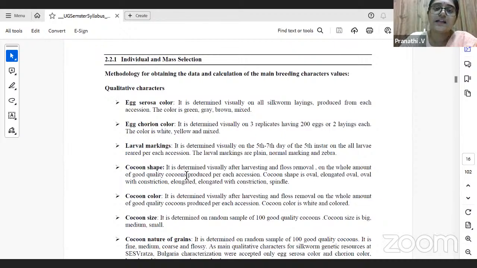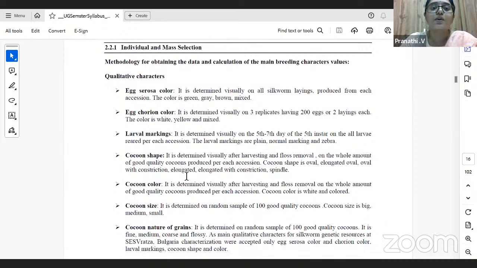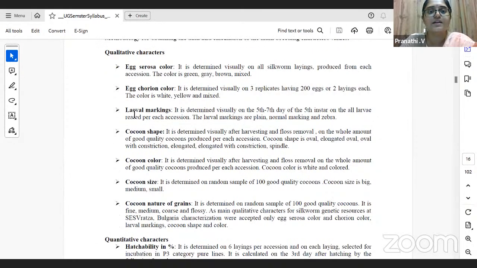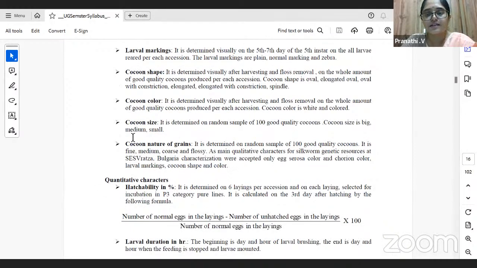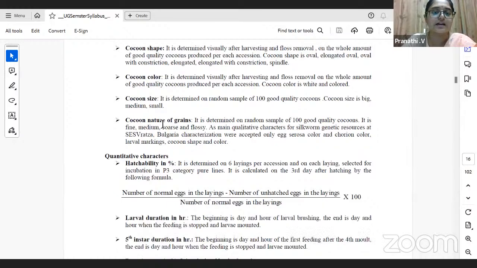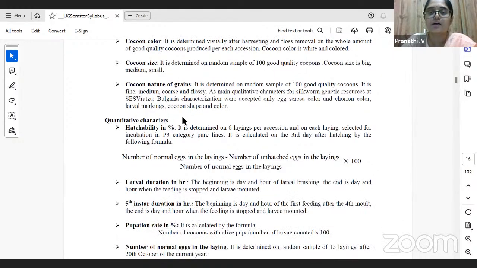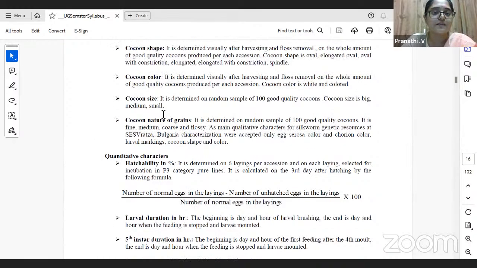So what are we looking at in terms of individual or mass selection? We are going to look at the qualitative characters. This has also been dealt with yesterday. So we have seen the egg color, the chorion color, and the kind of markings that are there on the larva, the cocoon's shape, color, size, nature. Is it grainy? Is it medium, fine, coarse, or flossy? In fact, all of this has been manipulated and experimented with in your Bulgarian characterization basically. Now, when it comes to the qualitative characteristics, we have seen all of these.